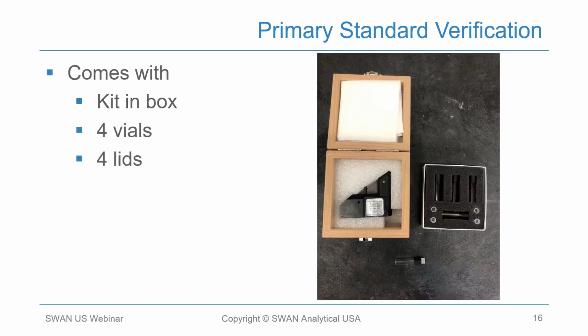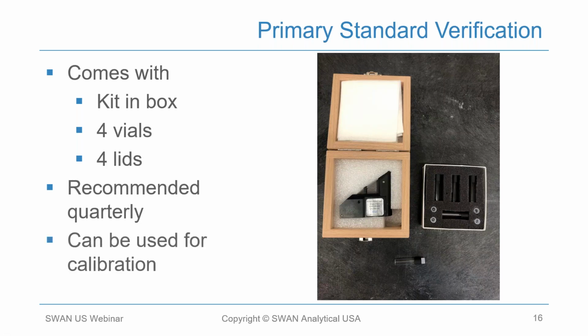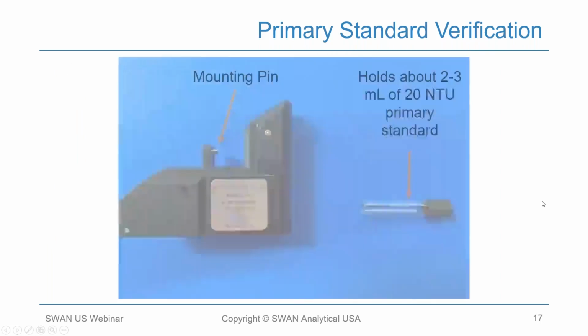All right, so that shows you how matching and verification is done. And SWAN, as I said, offers a couple of different verification kits. We have a primary standard verification kit that comes in a box like this, and it has 4 vials with 4 lids, obviously. And it's recommended, as I said, that you do this quarterly, whether you're using a primary or a secondary. And because this is a primary and you're going to be using a primary standard, and we recommend 20 NTU, that's what works with this particular kit, you can use it for calibration, which is really nice.